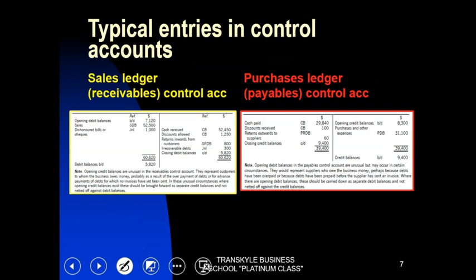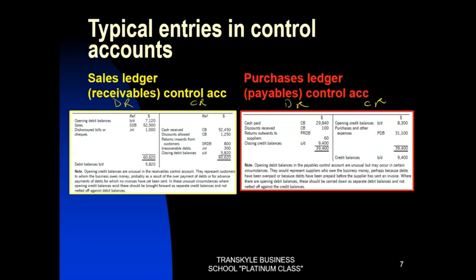All right, so typical entries in control accounts. Here we have two situations, for the purchase ledger and the sales ledger. They are just examples, and you can see that in the case of the receivables ledger control account, we are going to have a double entry situation. There is a debit, credit, debit, credit. Why? Because in the general ledger, that's where the double entry should be complete.